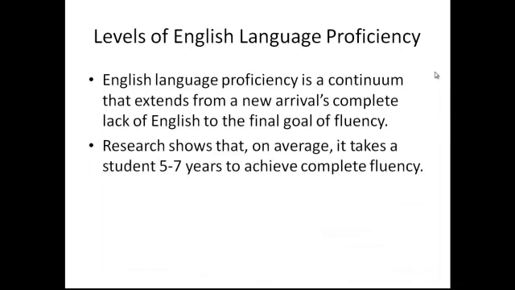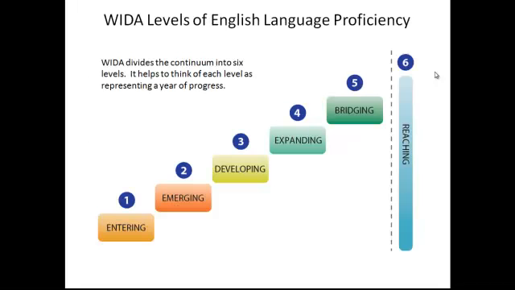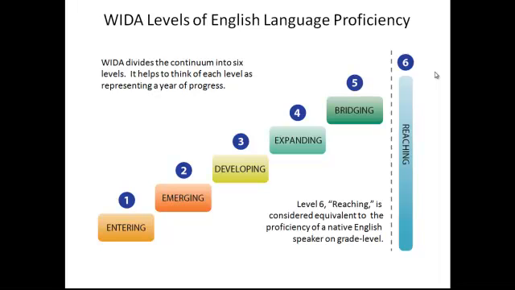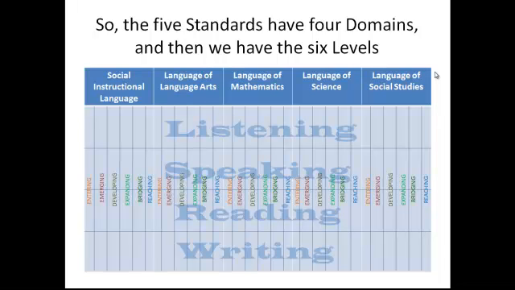English language proficiency is a continuum that extends from a new arrival's complete lack of English to the final goal of fluency. Research shows that on average it takes a student 5 to 7 years to achieve complete fluency. So here we have the WIDA levels of English language proficiency. WIDA divides the continuum into 6 levels, and it helps, although it's not always completely accurate, to think of each level as representing roughly a year of progress. Level 6, reaching, is considered equivalent to the proficiency of a native English speaker on grade level. So, the 5 standards have 4 domains, and then we have the 6 levels.